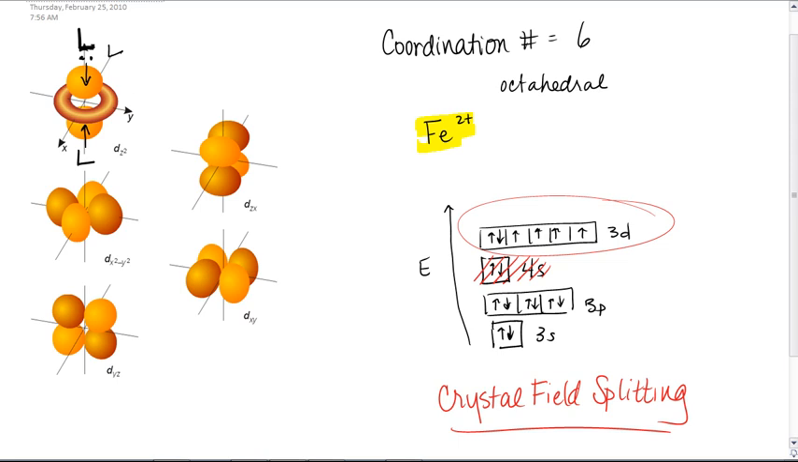And then we have the ligands coming in the equatorial positions. And there's also some repulsion in that little donut-shaped spot as well. Not nearly as much, but still a little bit of repulsion.